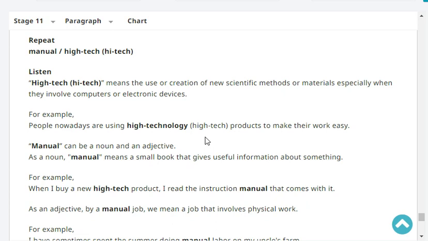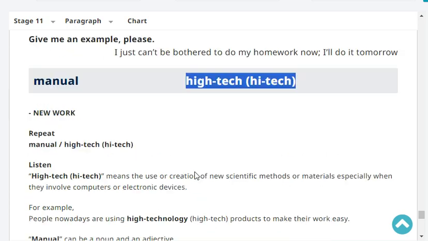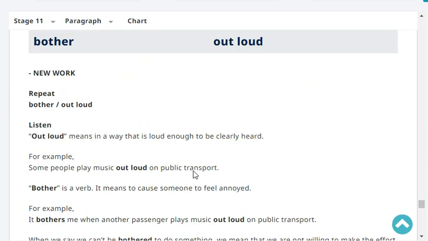High tech means the use or creation of new scientific methods or materials, especially when they involve computers and electronic devices. For example, people nowadays are using high technology products to make their work easy. Manual can be a noun and an adjective. Okay, we stop there for today.